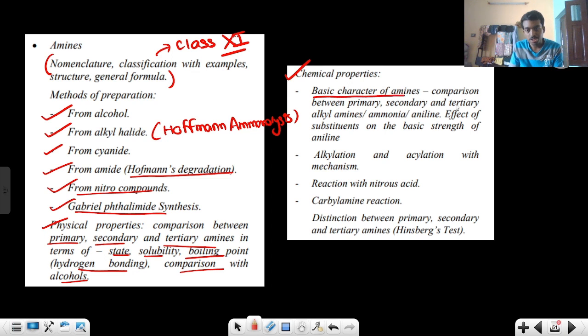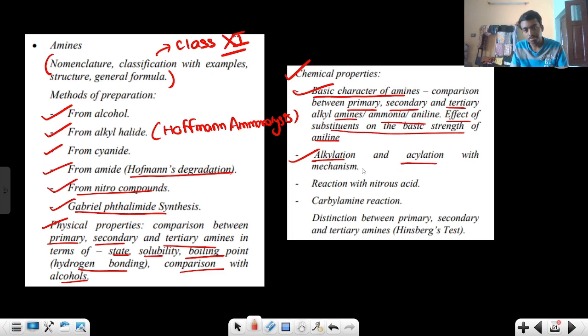Basic character of amine discussed. Comparison with primary, secondary, tertiary amines, ammonia, aniline, whatever. Effect of substituents and the basic strength of aniline. I have told you basic strength is proportional to plus I effect and inversely proportional to minus I effect.